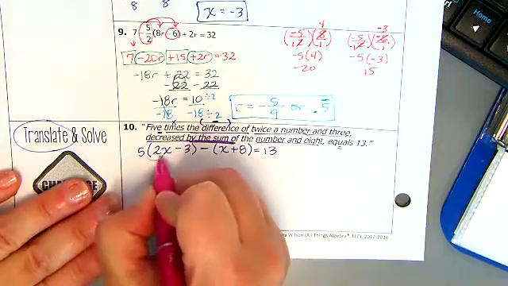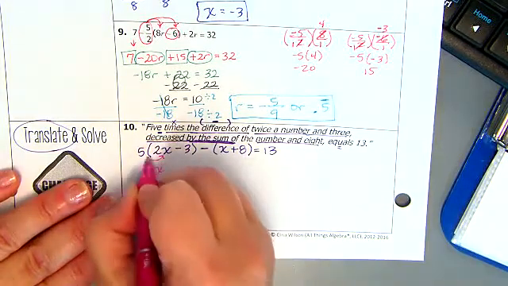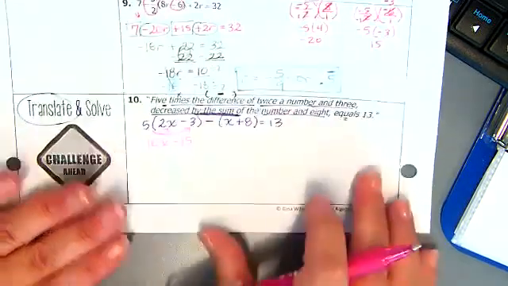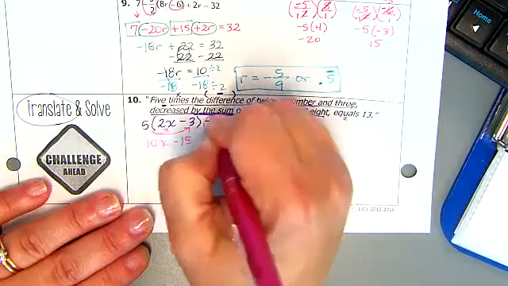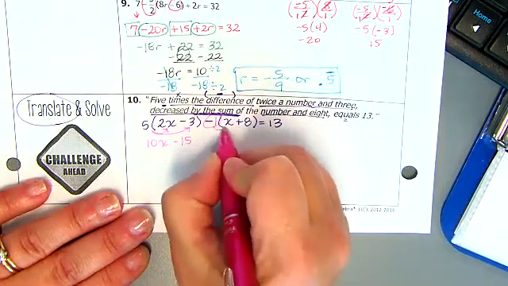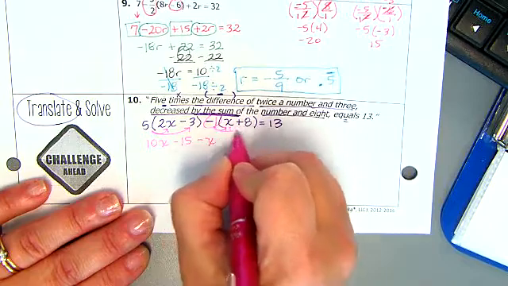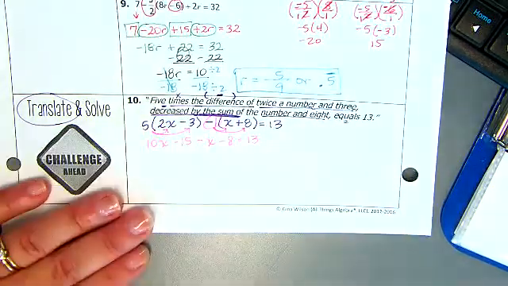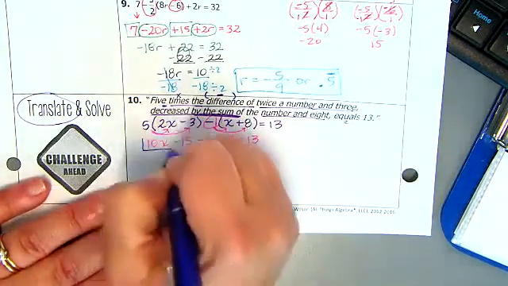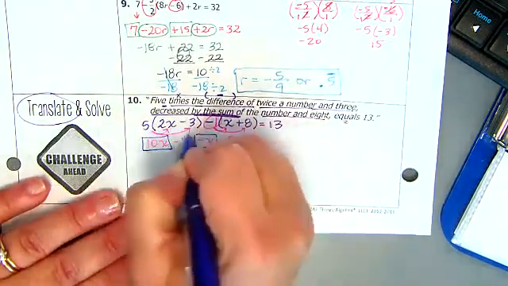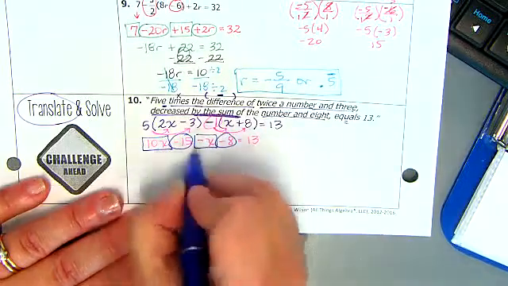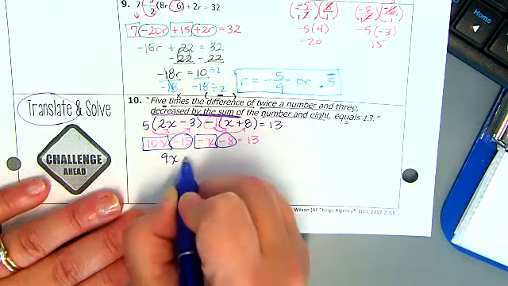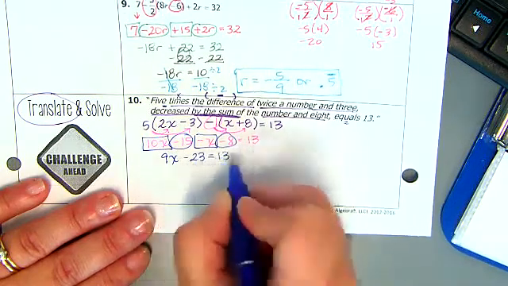So I'm going to distribute the 5 to the 2x, and that gives me 10x. 5 times negative 3 gives me a negative 15. This is where we have to remember that this is a negative 1 that I'm distributing. I'm doing negative 1 times x, so that's going to give me a negative x. Negative 1 times 8, that gives me a negative 8, equals 13. And now we combine like terms. So I'm going to box my variables, circle my constants. So we have 10x minus x, that gives me 9x. Negative 15 minus 8, that gives me a negative 23 equals 13.